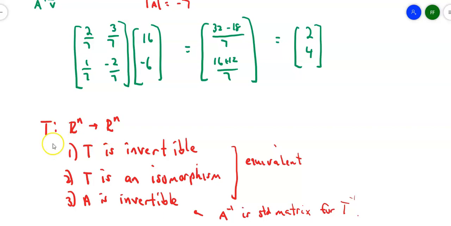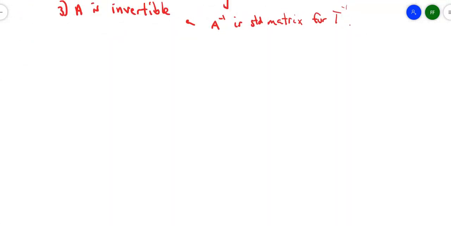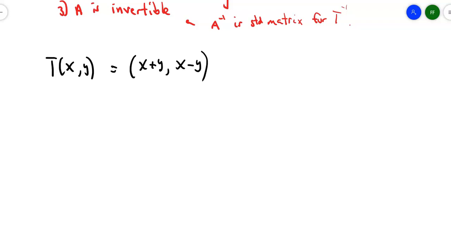All right, let's take a look at another example. Suppose I've got this transformation that maps x, y onto x plus y, x minus y. All right, so not the most fascinating transformation in the world, but let's give it a try. The standard matrix for the transformation is going to be 1, 1, those are my x's, 1, negative 1, those are my y's. This is the standard matrix for the transformation.